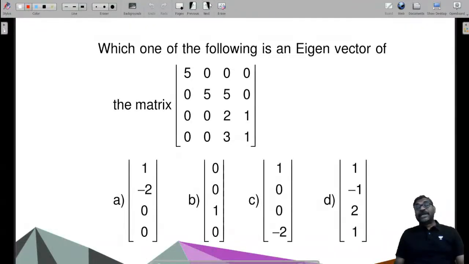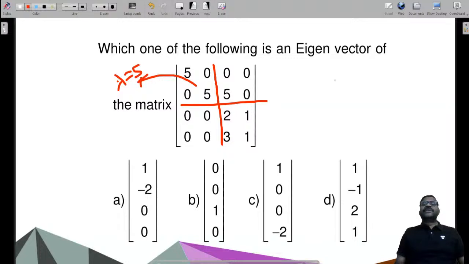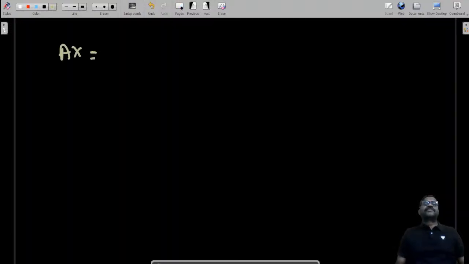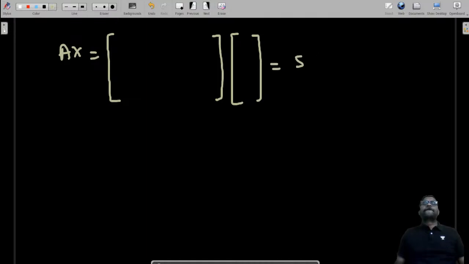Next problem. A matrix is provided, and our job is to calculate the eigenvector. Simply, you can understand that from the partition technique. One of the eigenvalues is 5. You verify Ax equal to 5x. Which eigenvector is satisfying Ax equal to 5x? Select from the options. First, Ax must be equal to 5x.